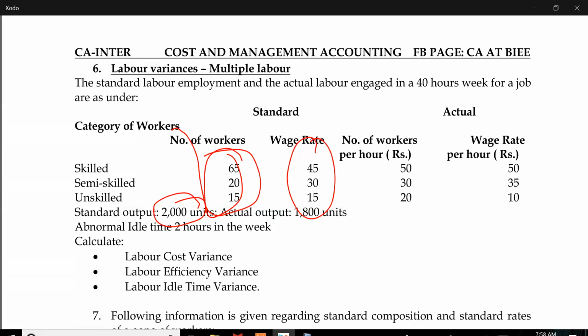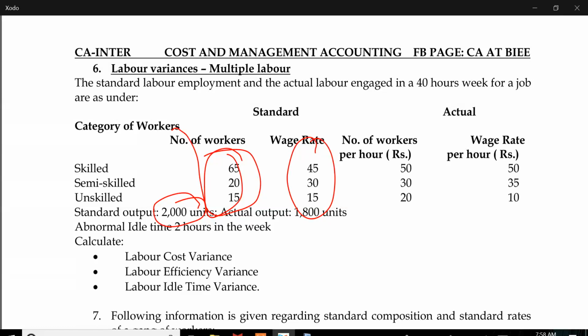How 2000 units? That's the standard output. The term standard and budget will be interchangeably used at multiple places. Technically, it is like budgeted output. They wanted to produce 2000 units by working for 4000 hours. Any doubts in this? This is the trickiest part as far as this question is concerned. 40 hours into 100 workers.